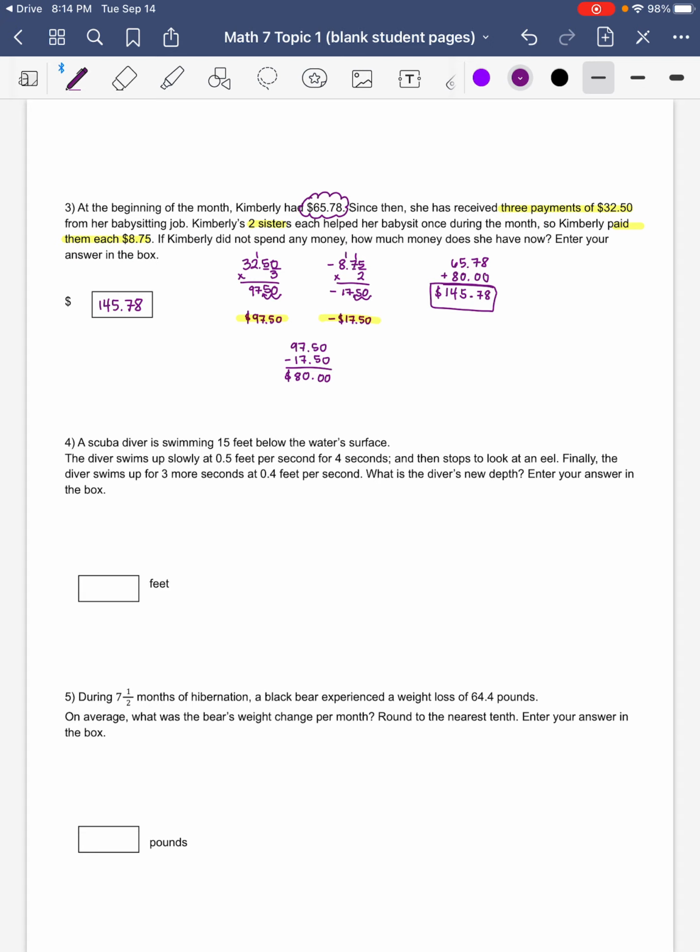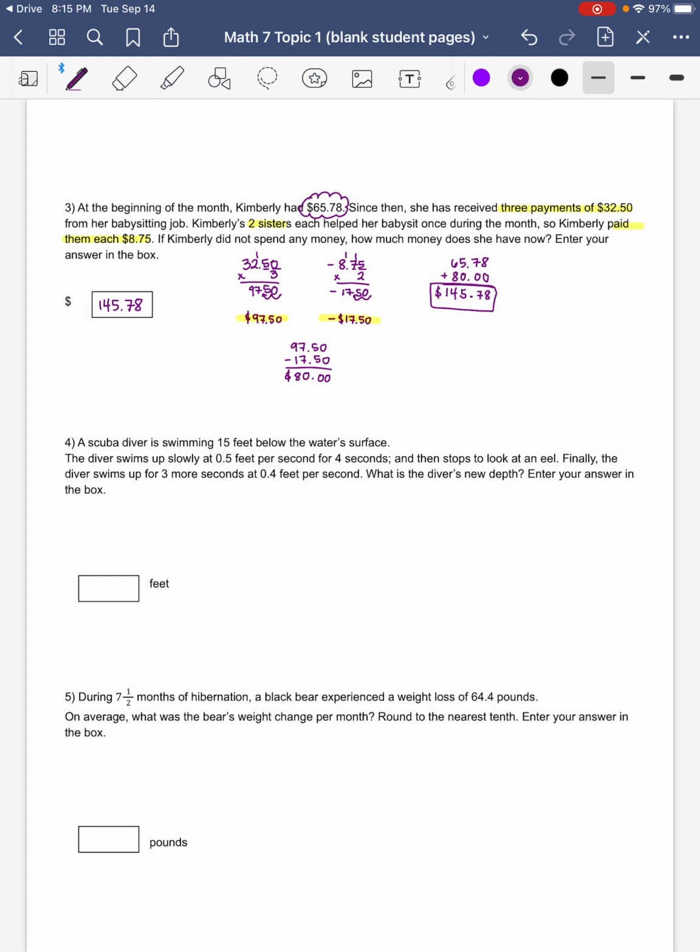Okay, number 4. A scuba diver is swimming 15 feet below the water's surface. The diver swims up slowly at 0.5 feet per second for 4 seconds, then stops to look at an eel. Finally, the diver swims up 3 more seconds at 0.4 feet per second. What is the diver's new depth? Enter your answer in the box.